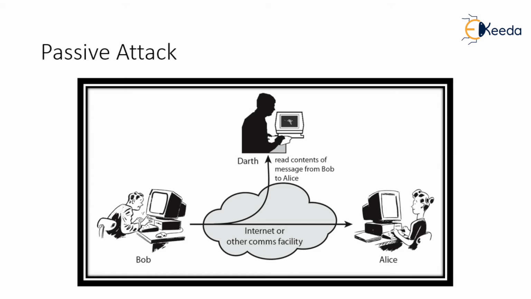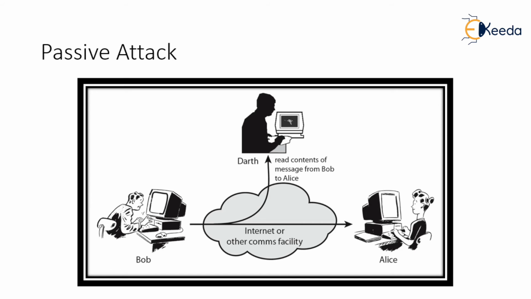So here an attempt is made to learn or make use of information from the system, but it does not affect the system resources. This happens by eavesdropping on or monitoring transmissions just to obtain message content, or we can say this type of attack happens just to analyze the traffic.